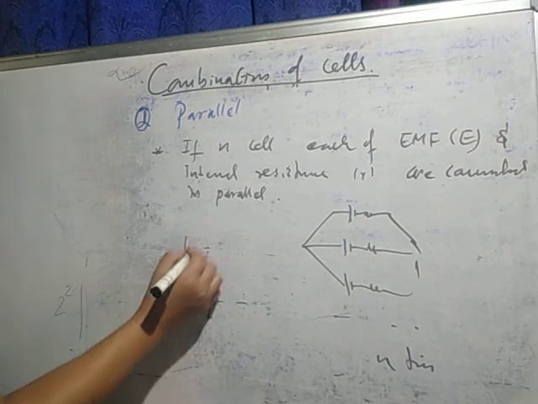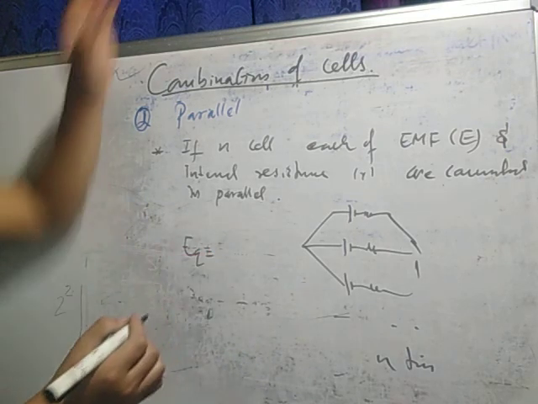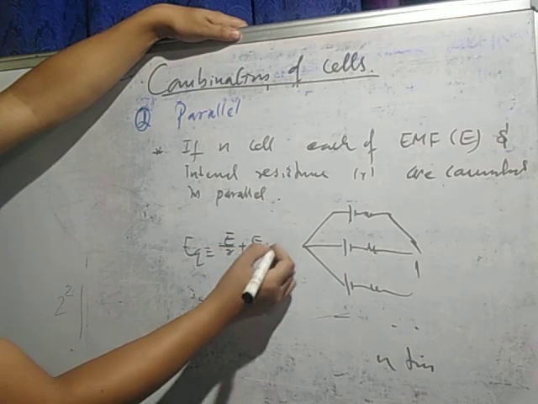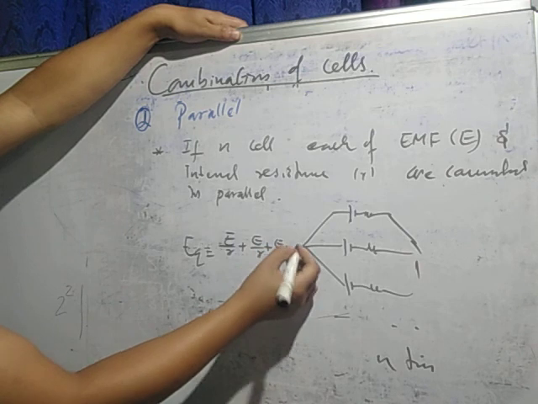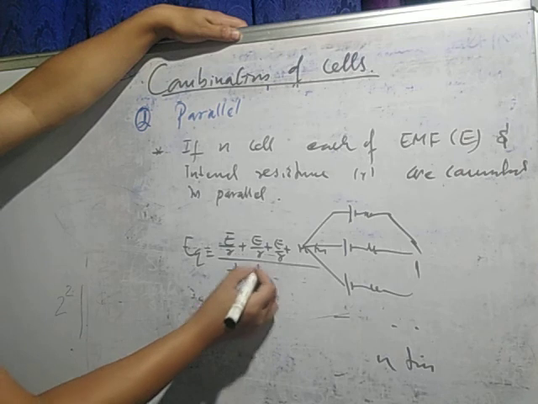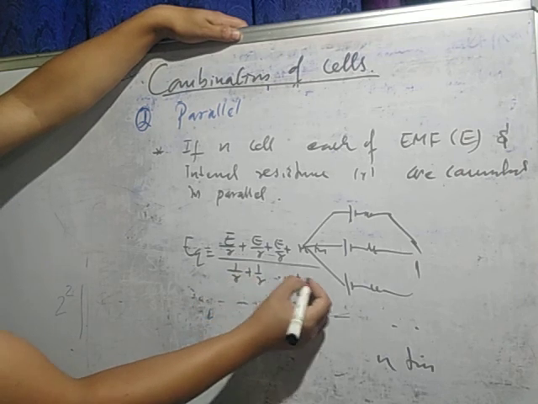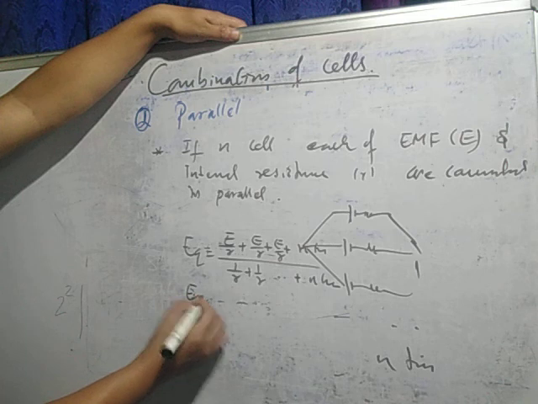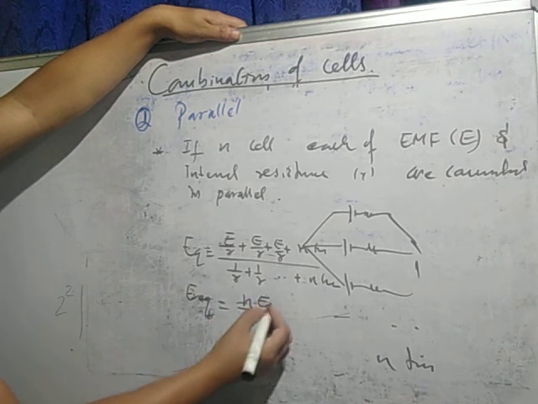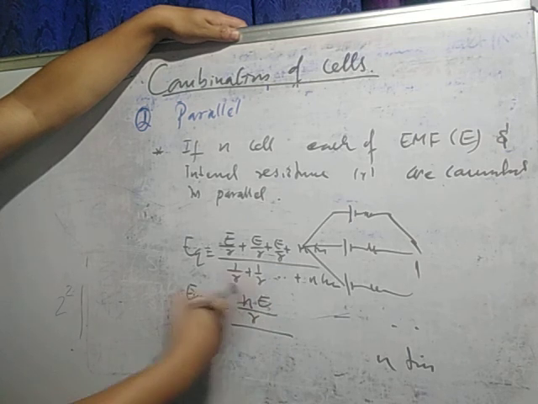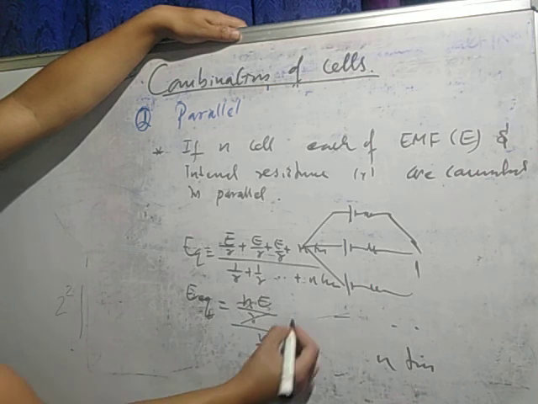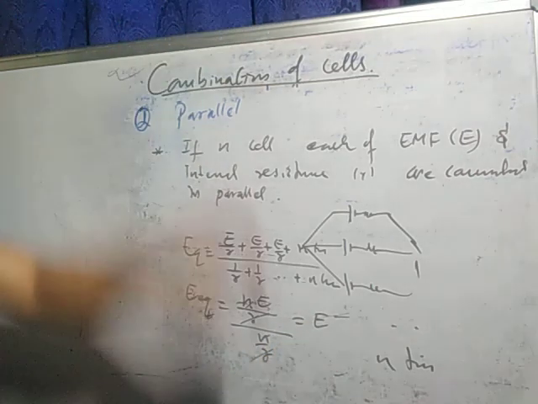So you will get E equivalent equals to how much? E by R plus E by R plus E by R, n times, divided by 1 by R plus 1 by R, how many times? N times. So E equivalent equals nE by R divided by n by R, isn't it? So R gone, n gone. So this equals to E. Clear?